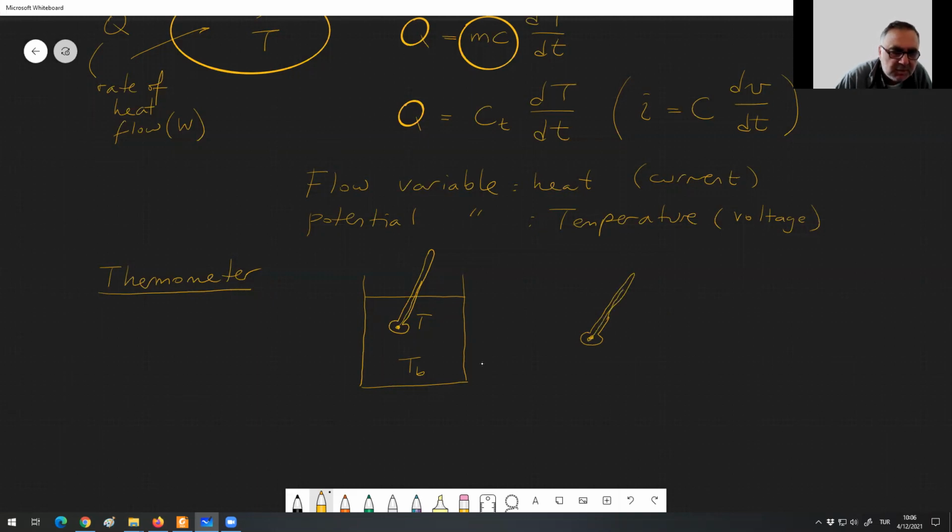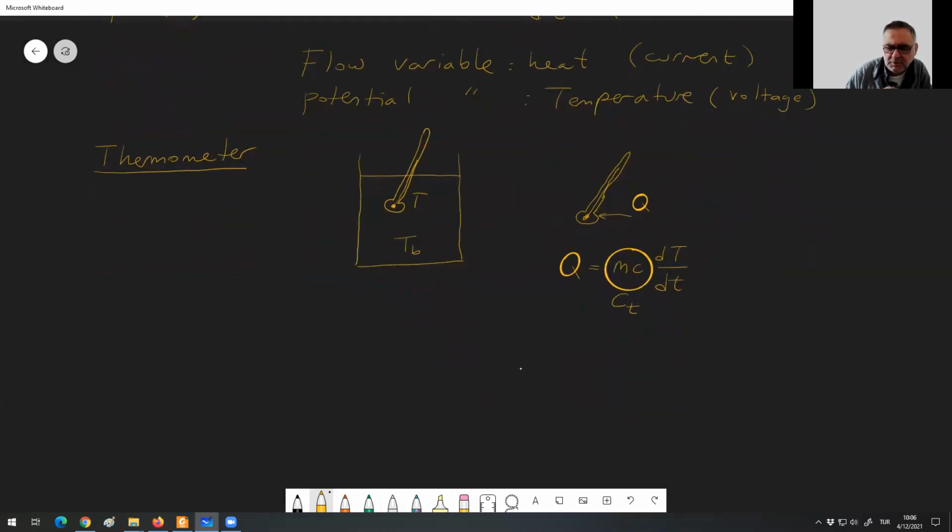There is heat coming in to the thermometer, and it heats up the thermometer. Okay, so the Q is equal to mc times the temperature of the thermometer, and this is the thermal capacity, CT, of this thing.